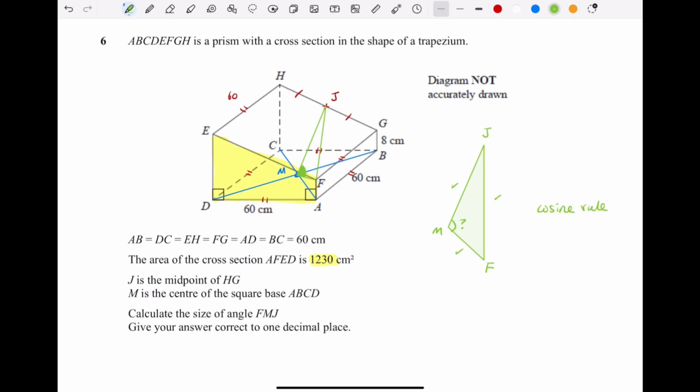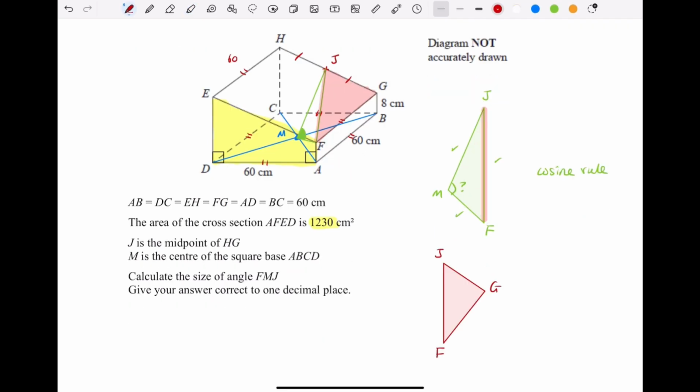How can we work it out? Now JF is also on the surface EHGF. I'm going to draw out this triangle JGF, and this length here is what we are looking for. Now we know FG is 60. Now we need to work out JG. So what we can do here is draw a line across. We can split this trapezium into two parts. One is the rectangle underneath and one is the triangle.